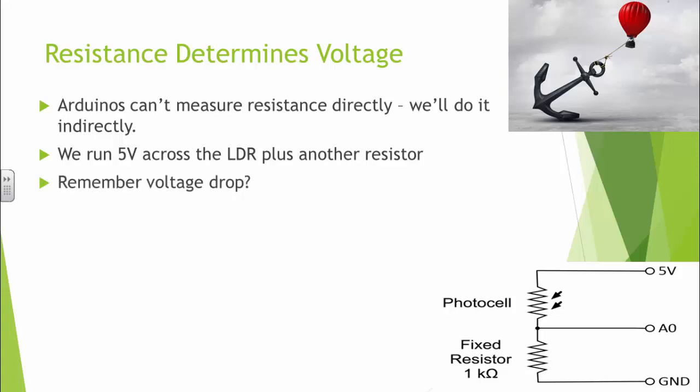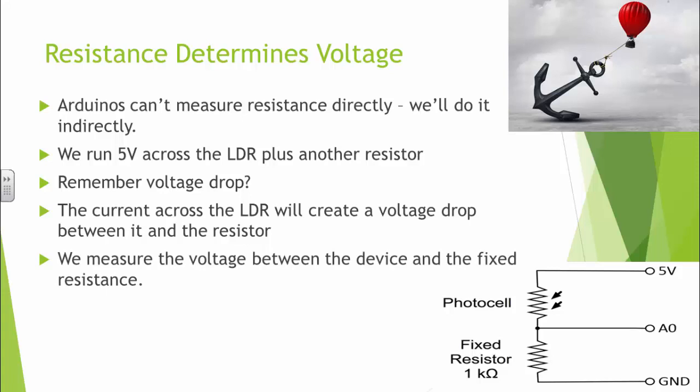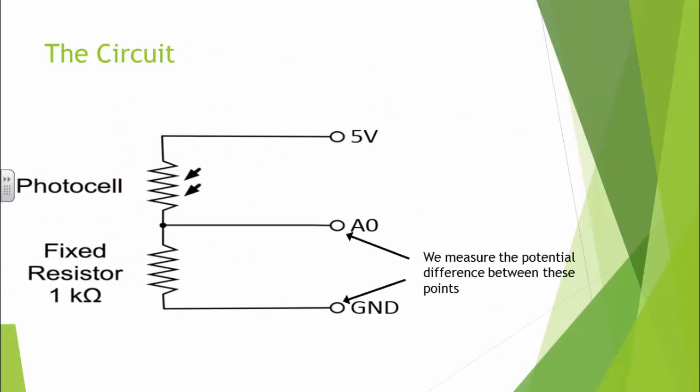And we're going to measure the voltage drop. So we're going to pull the voltage from between the two of them. You can see the circuit in the bottom right. And so that voltage drop is going to give us our result. We'll measure, in this case, the voltage at A0. Let's have a closer look. So the circuit looks like this. We measure the potential difference between A0 and the ground. And that potential difference will vary considerably depending on the resistance of the photocell.